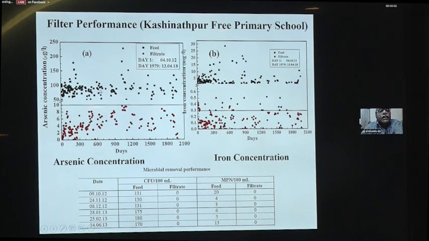If you look at the black dots, there is a fluctuation of arsenic concentration from 50 microgram per liter to around 225 microgram per liter. This is a seasonal fluctuation. In the rainy season, because of the abundant rain, the groundwater gets diluted and arsenic concentration goes down. But in the summertime, because of lack of rain, arsenic concentration shoots up. And if you look at the red dots, the filtered concentration is always less than 10 microgram per liter.